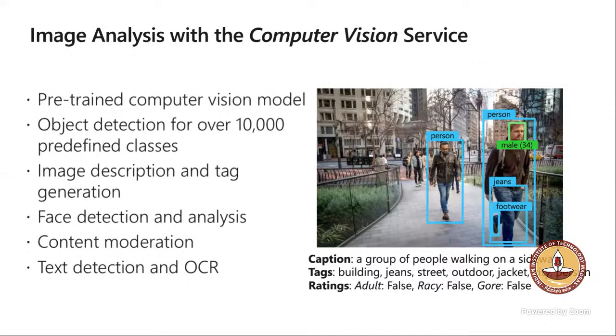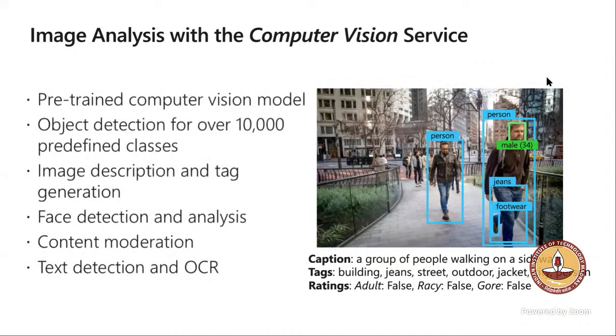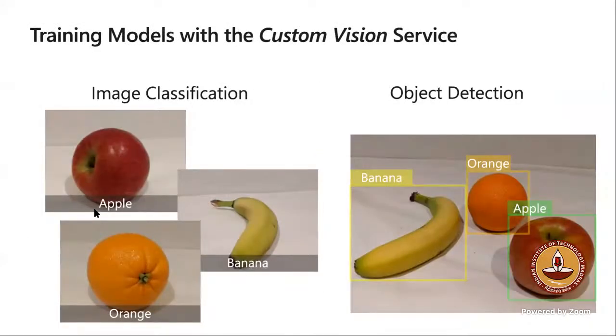So what is image analysis? Okay, good. It's telling us that it has a pre-trained computer vision model already. In the services, the model is already trained. Object detection for over 10,000 predefined classes. So this can be done. And image description and tag generation. This is also there in their service. Face detection analysis, this also.